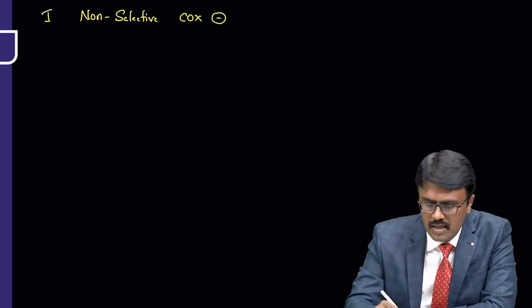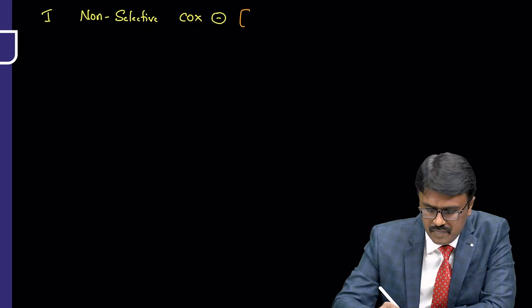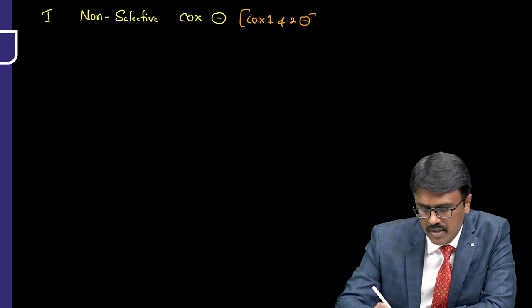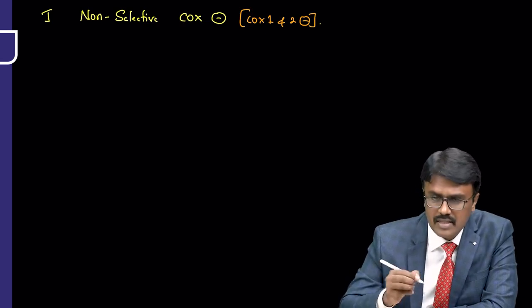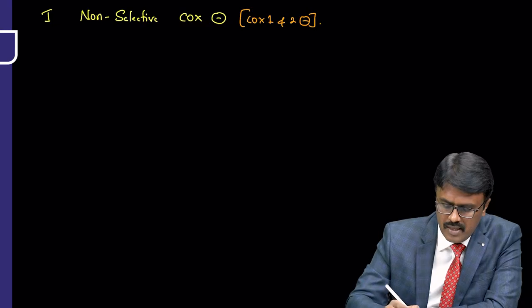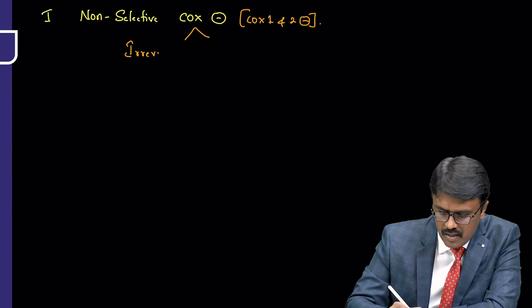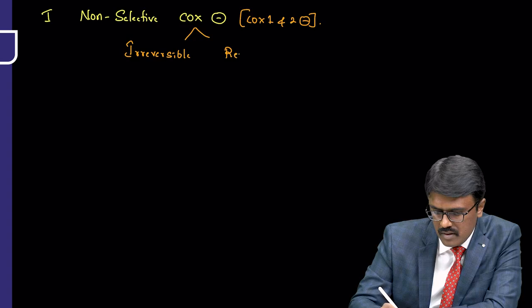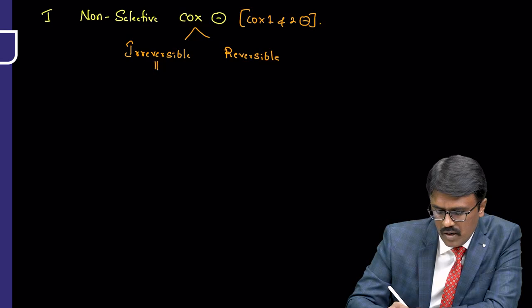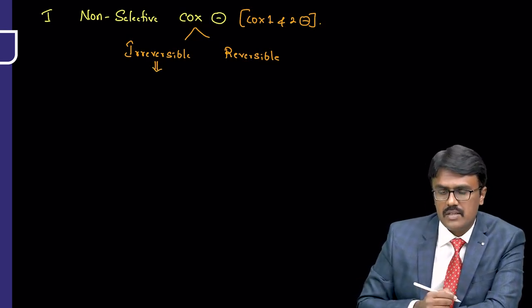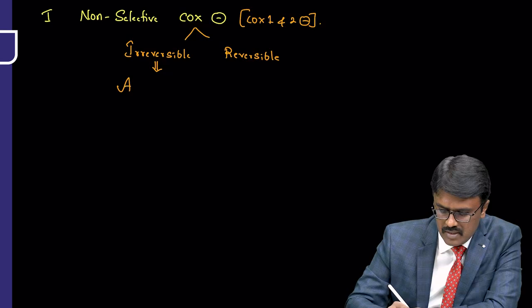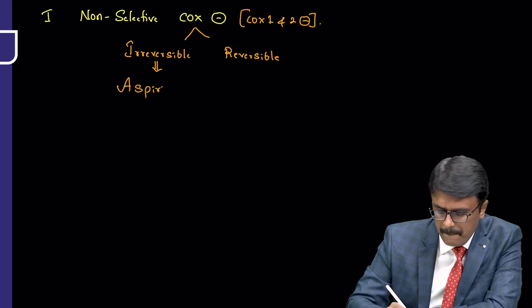The meaning is they inhibit both COX-1 and COX-2, both are inhibited. Now COX is an enzyme, so you can inhibit the enzyme in two ways. Either you can inhibit the enzyme irreversibly, or you can inhibit it reversibly. There is only one drug which can inhibit irreversibly, and that drug is called aspirin.